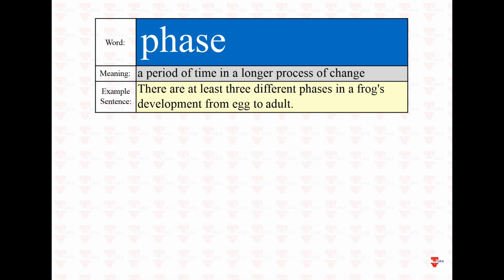Phase. A period of time in a longer process of change. There are at least 3 different phases in a frog's development from egg to adult.